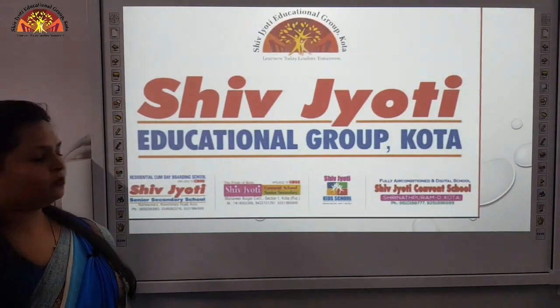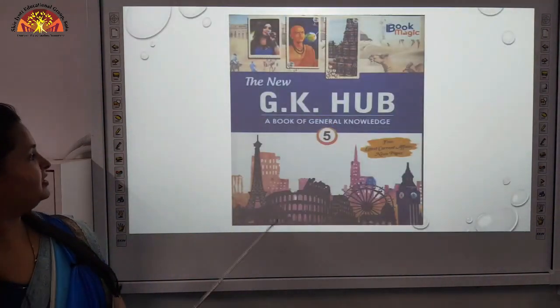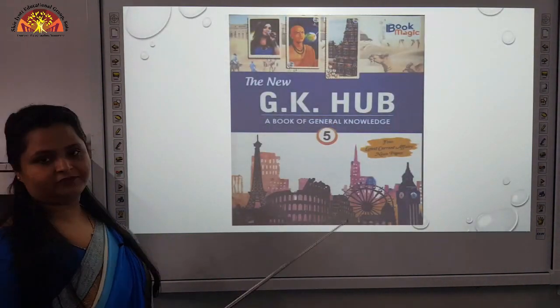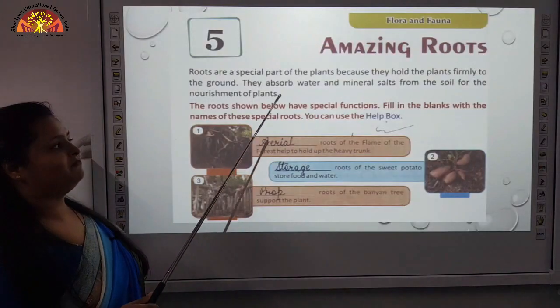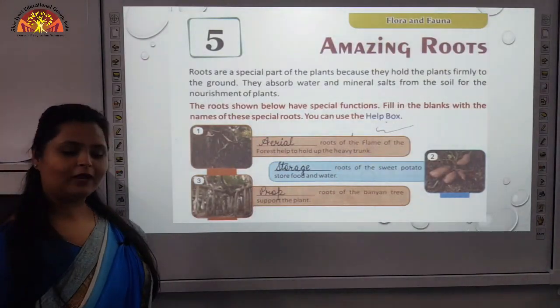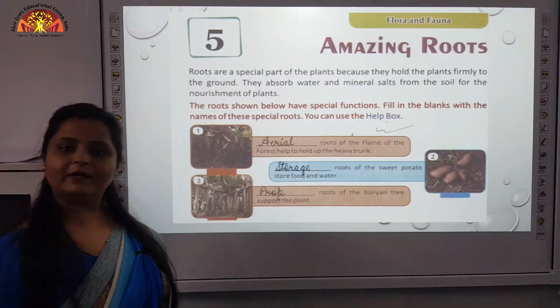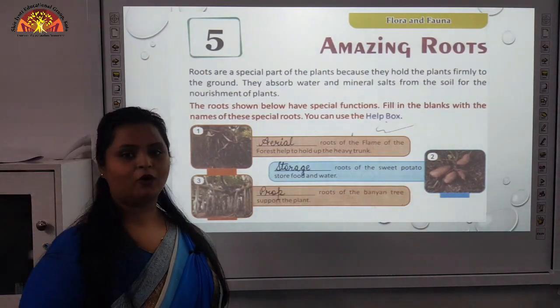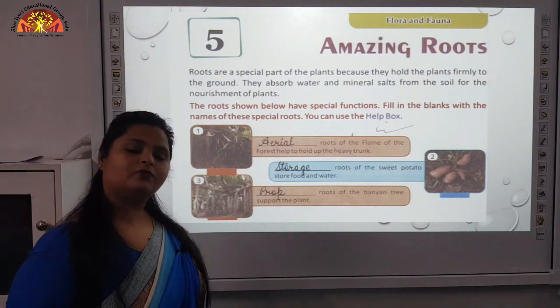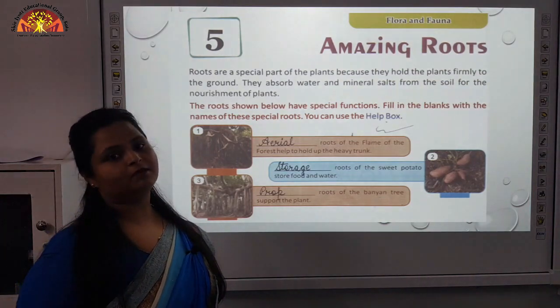So today we are going to start with GK class 5. Okay, chapter 5, amazing roots. You all have read about roots, you all know what roots are. Roots generally absorb water, oxygen, and nutrients from the soil and pass them to the plant.